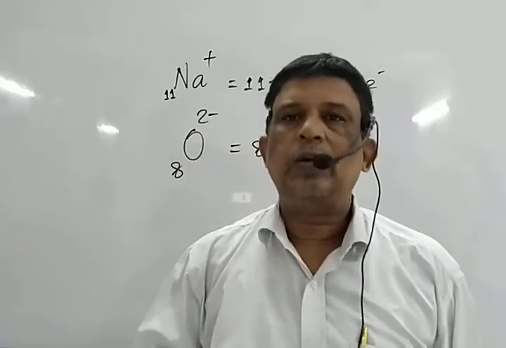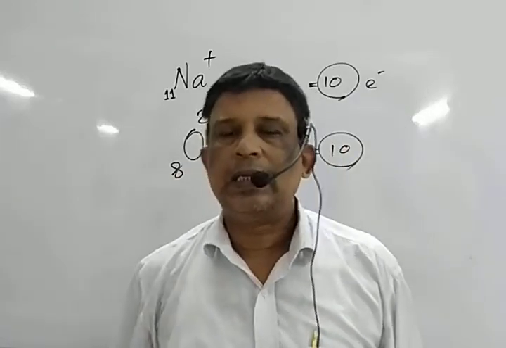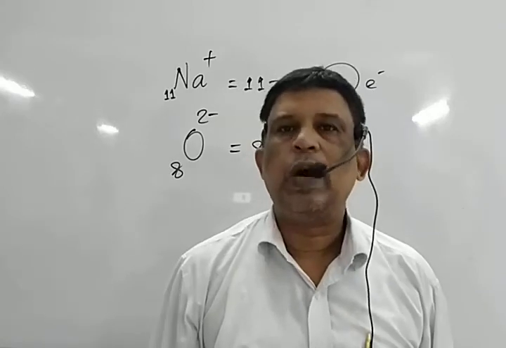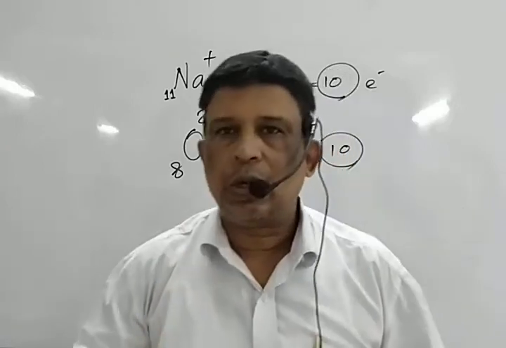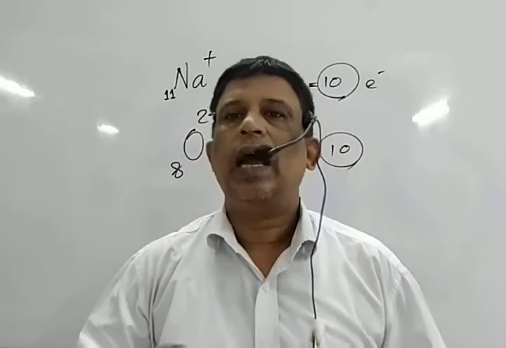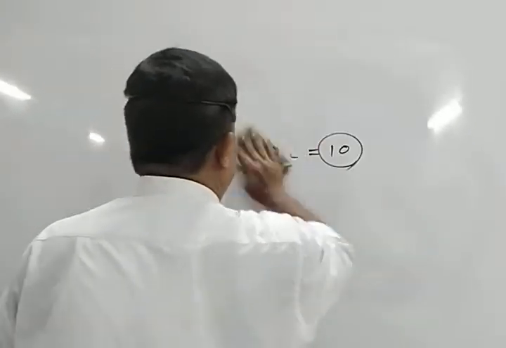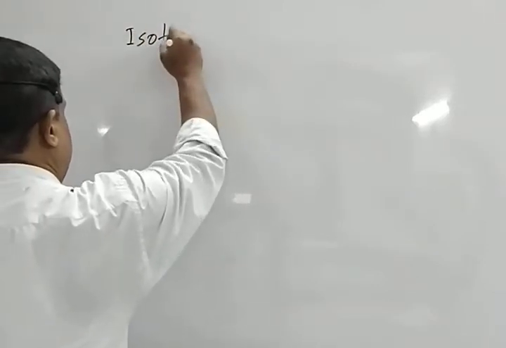So it is all about atomic number and mass number, and how we represent an element symbolically. Next we go to another term. 2 to 3 terms are there. What do we know? Isotope, isobar and isotone. Next we should go to another term, that is isotopes.